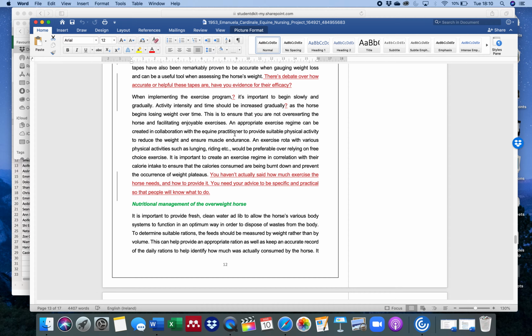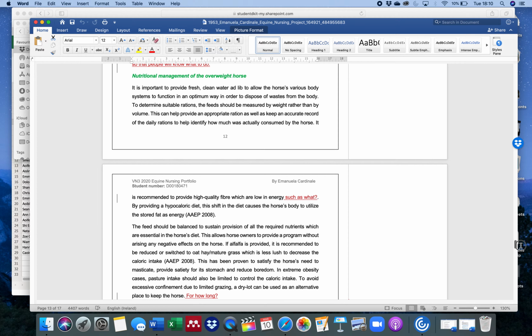And you've talked about exercise, but you've said the exercise program should be suitable, it should be increased gradually. How much to actually exercise the horse? Okay, I want to know, should I ride my horse for 5 minutes a day, or 10 minutes a day, or 20 minutes a week, or 10 hours a week? I'm no wiser, so it's important that you give other vet nurses specific guidelines for exercise, otherwise they can't pass them on to clients. Then again, with your nutritional advice, it's very vague.